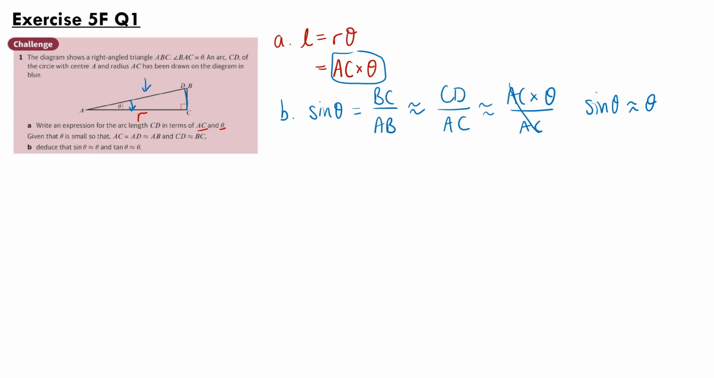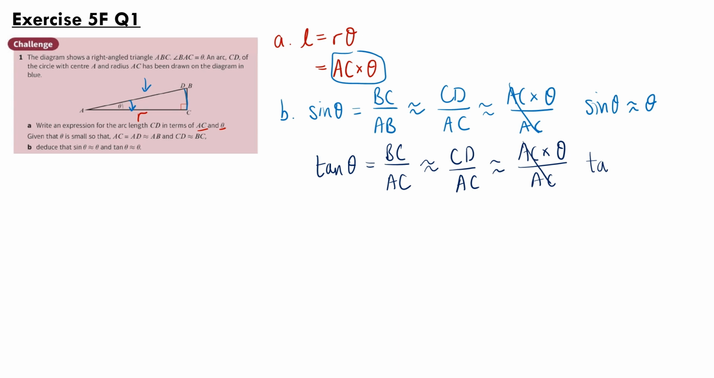And we can do a similar sort of thing for tan theta. So tan theta, using right angle trig again, is the opposite BC over the adjacent, which is AC. And once again, BC is approximately equal to CD, and we get the same result here. So CD is AC times theta over AC, so we're left with tan theta once again being approximately equal to theta, as required.